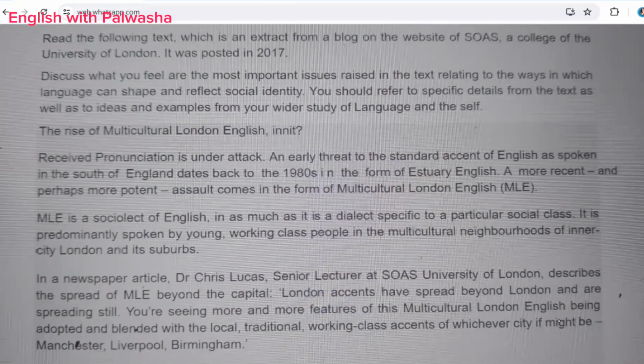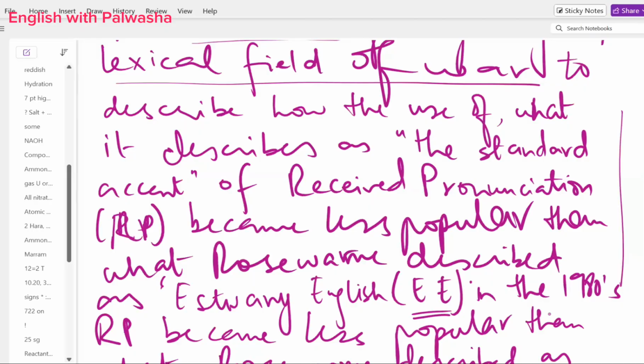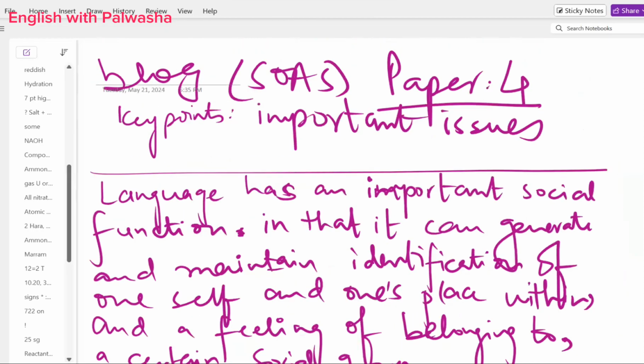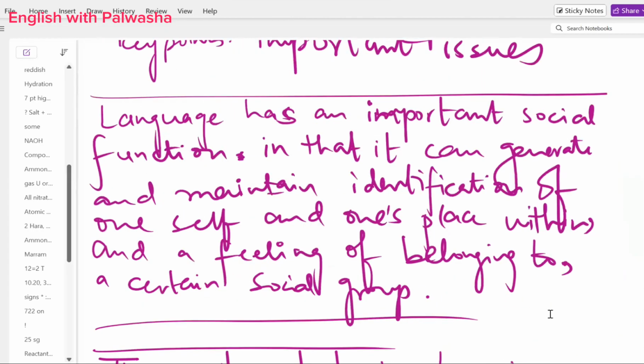So I'm going to now present my screen to you. The answer goes like this. We will be talking about the language in the very first paragraph. We will start our answer that language has an important social function, that it can generate and maintain identification of oneself and one's place within, and a feeling of belonging to.